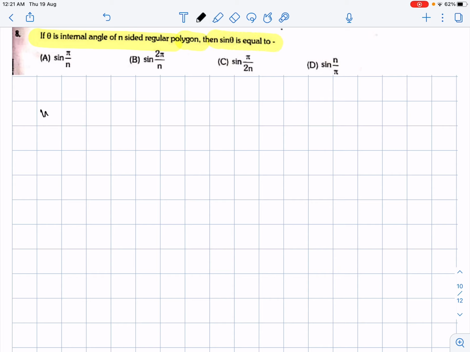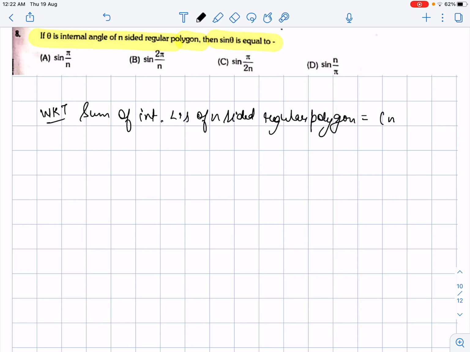So we know that the sum of interior angles of an n-sided regular polygon is given by (n minus 2) times pi radians.